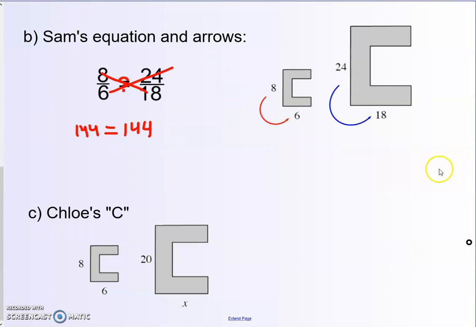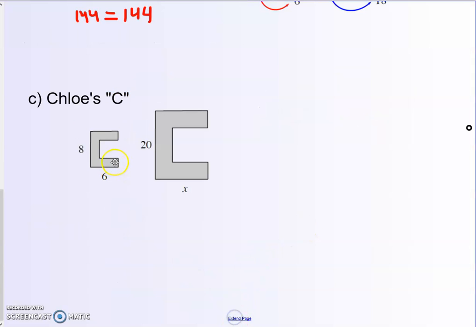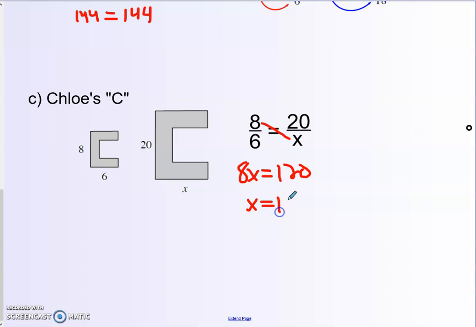And finally, we have Chloe, who has decided she's going to make a letter C, and so she needs to find X. And so what's Chloe going to do? Well, she has two options. One is she can compare height to width of the small one, and that has to equal height to width of the big one. And she can solve for X by cross multiplying. 8X equals 120. And when she divides by 8 on both sides, she gets X is 15.